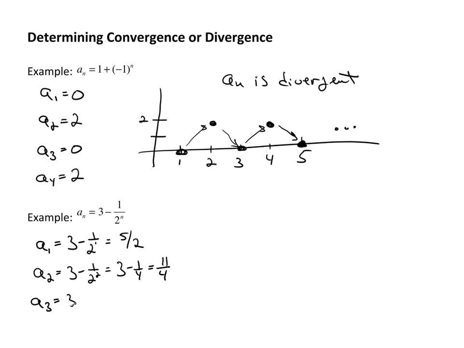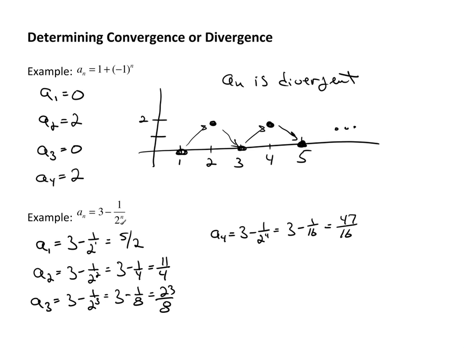a3 equals 3 minus 1 over 2 cubed. That's 3 minus an eighth. That's going to be 23/8. a4 equals 3 minus 1 over 2 to the fourth. That's 3 minus 1 over 16, which is going to give me 47/16. And I think we can see what's going on here.